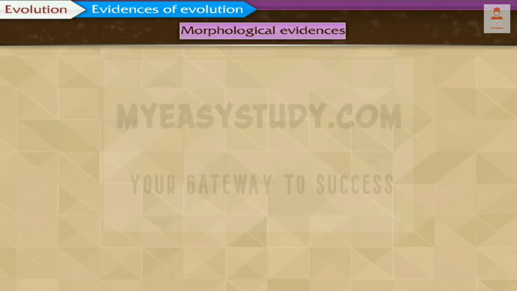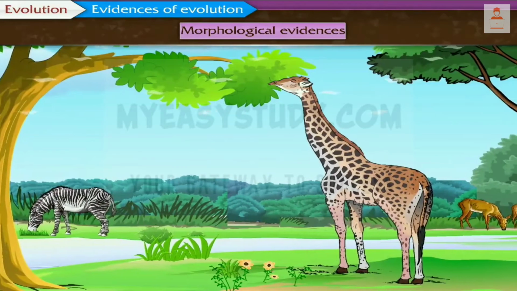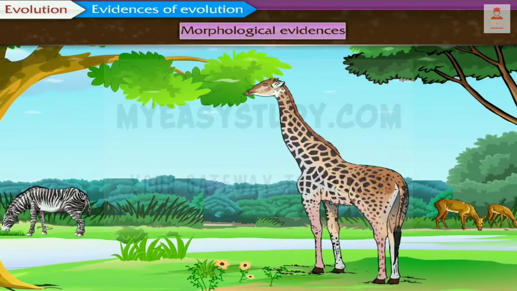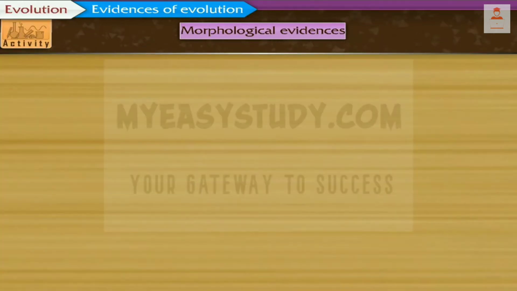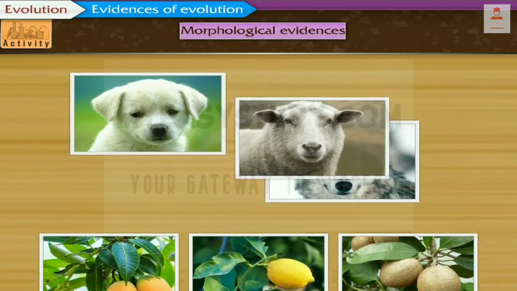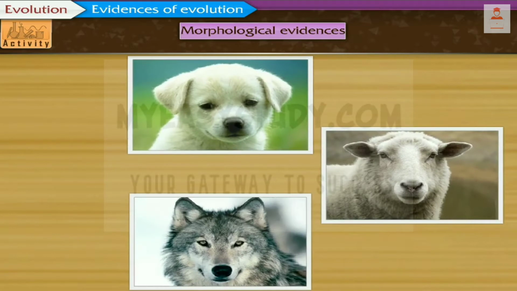Morphological evidences. Let us study about morphological evidences with the help of a small activity. Activity. Some images of animals and plants are shown over here. Observe these images carefully. Can you find any similarities between them? First, we will observe the images of the animals.